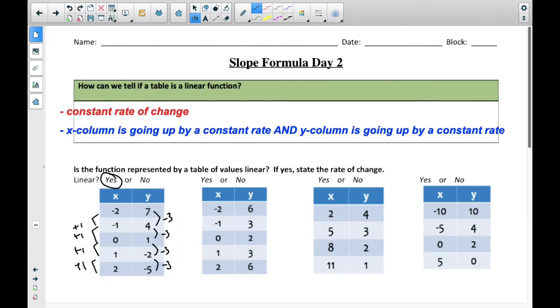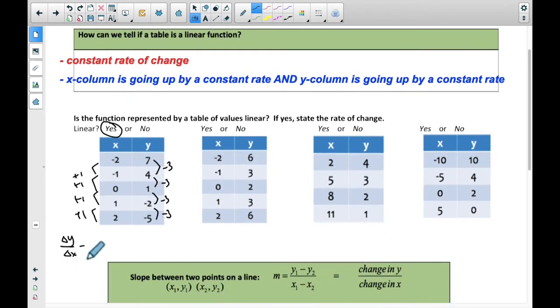Now, remember that when we talk about slope, one of our definitions is change in y over change in x. So how much is y changing by? It's changing by -3. How much is x changing by? It's changing by 1. And so our slope is equal to -3 because -3 over 1 is just -3. Okay, let's look at the next one.